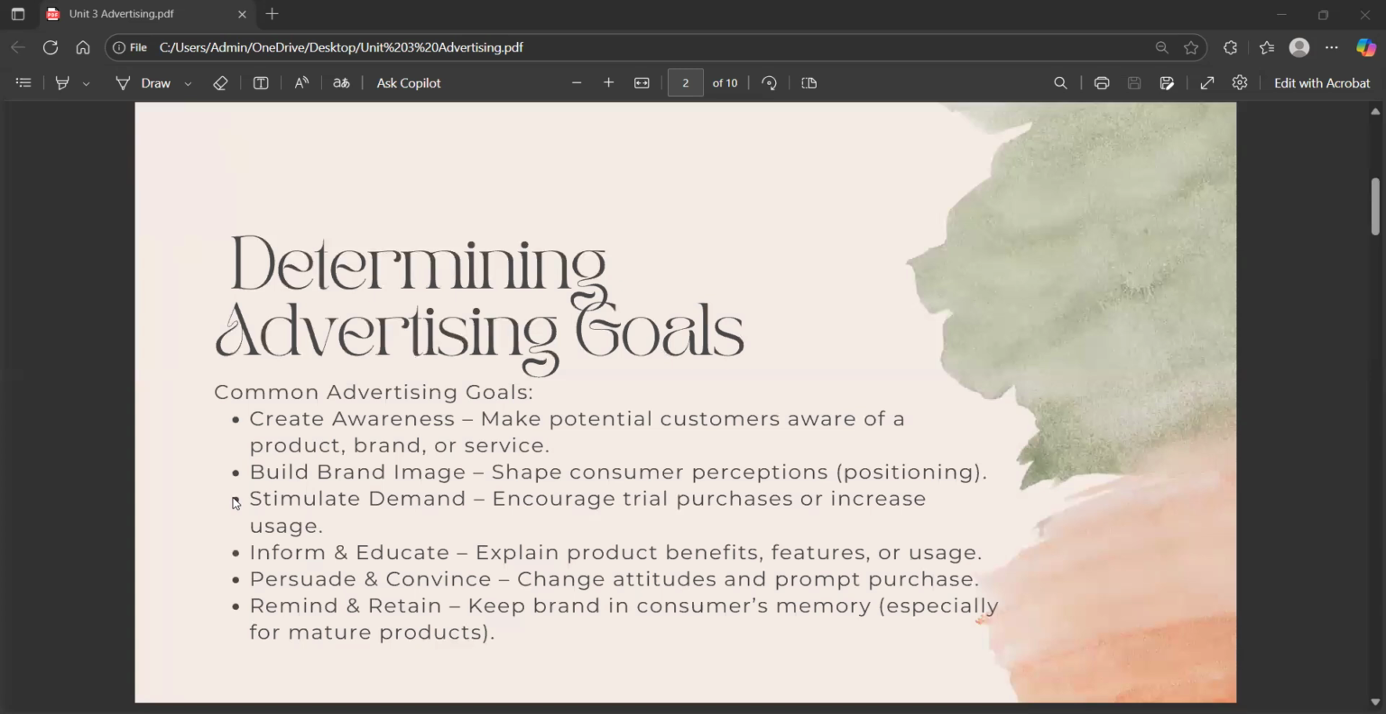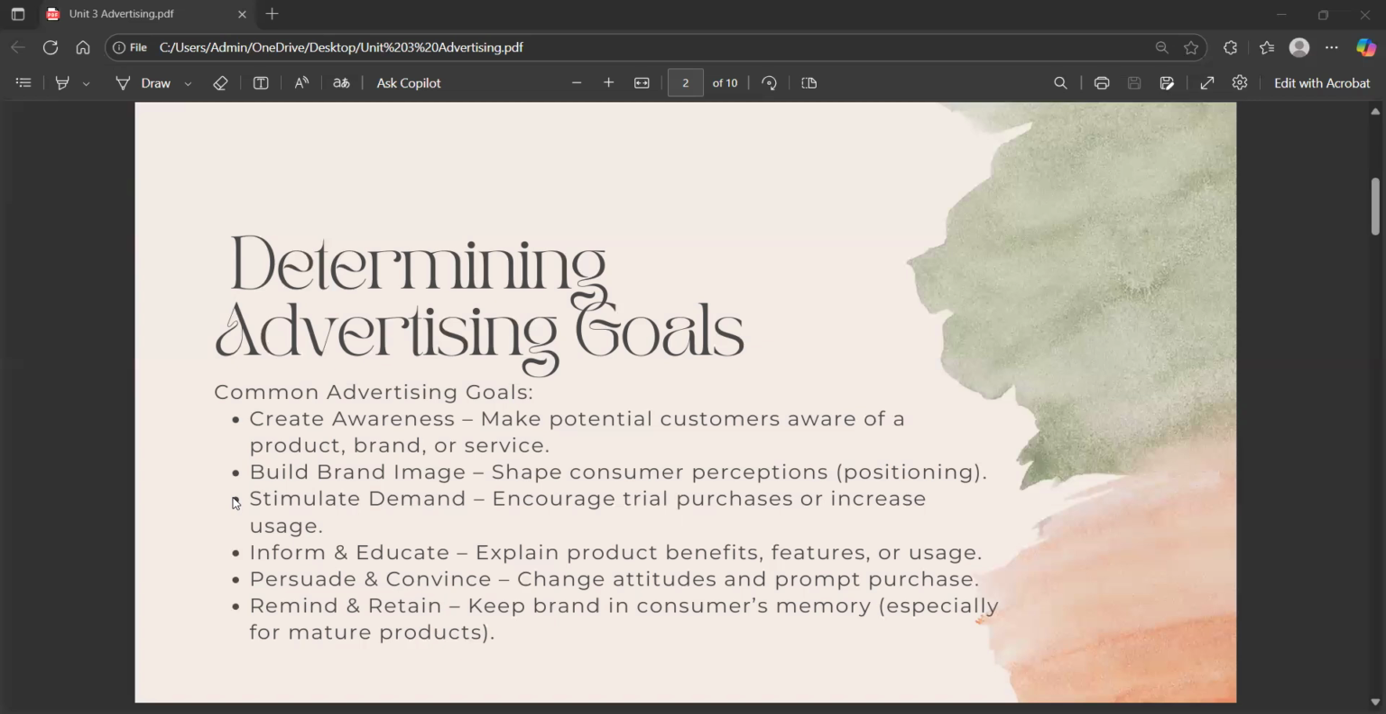So first of all, we need to determine the advertising goals. Common advertising goals can be to create awareness, build brand image, stimulate demand, inform and educate, persuade and convince, and remind and retain. So first, very basic is create awareness. Make potential customers aware of a product, brand, or service. So if we want to make our customers aware about our brand, that hey, we are giving this type of services, or we are producing or manufacturing this type of product, then we use advertising to create a type of hype or create a basic awareness in the minds of consumers.